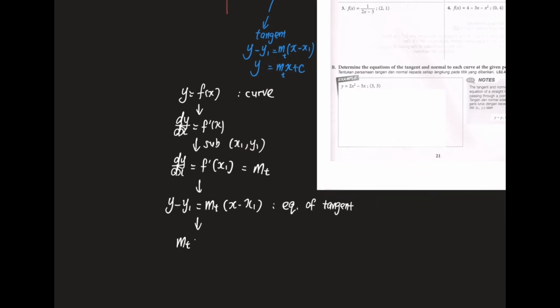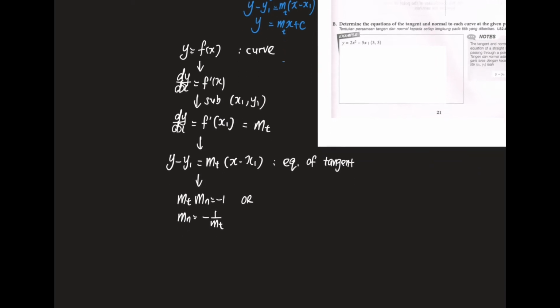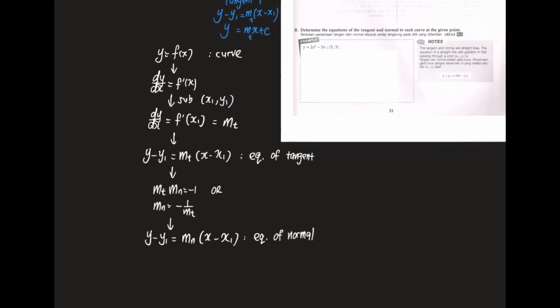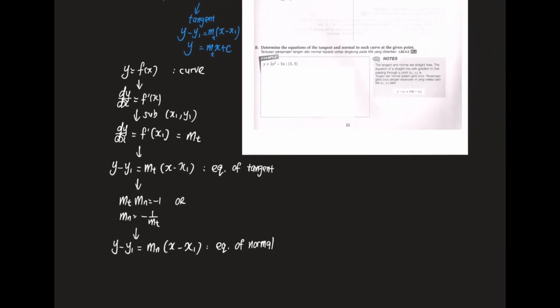Then you use gradient of tangent times gradient of normal equals -1, or gradient of normal equals -1 over gradient of tangent. Then you will get the gradient of normal. Then you use y minus y1 equals gradient of normal times x minus x1, and then you will get the equation of normal. Quite many steps to do here. Yeah, let's see one example.